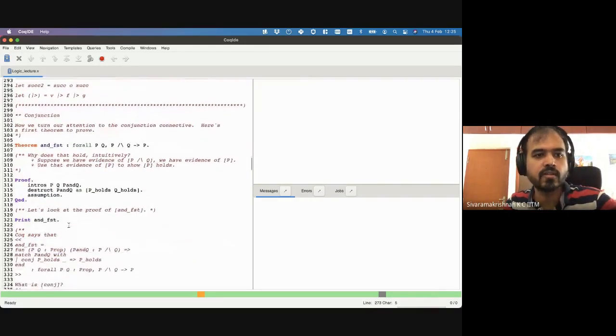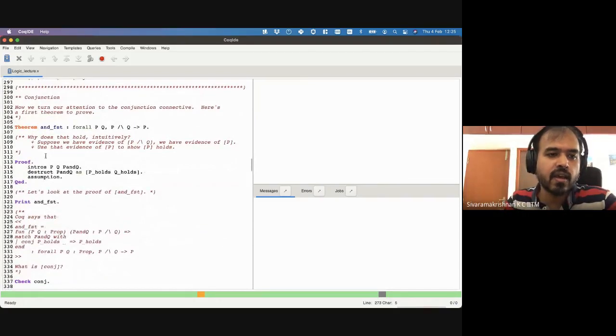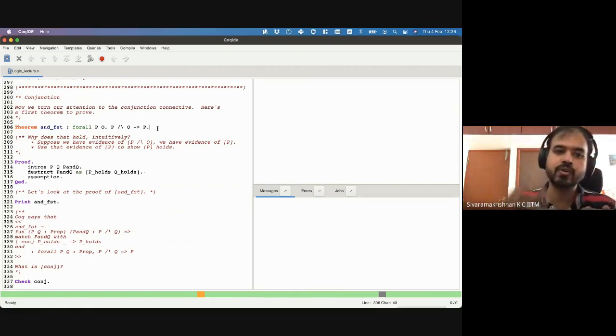So moving on, conjunction, right? Here is a simple theorem: for all propositions P and Q, if I have P and Q, then it implies that P holds, right? So why do we think this is true? We know we have the evidence for both P and Q. So if I need to show P, I can just show you P. If I need to show Q, I can just show you Q. That's the understanding there.